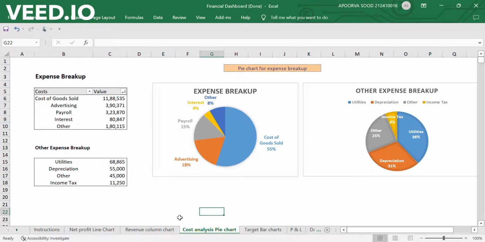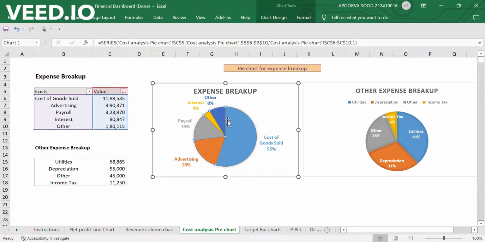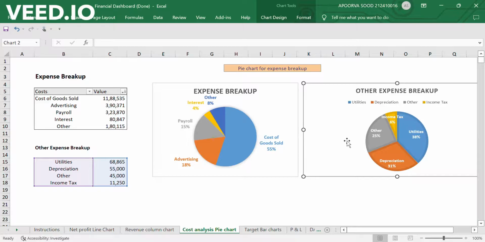Next was the expense breakup and other expense breakup. For this I used a pie chart. So here you can see that for different costs I'm getting the value and I've converted them to percentages. So the maximum percentage of the value is held by cost of goods sold. Then advertising, payroll, others and interest. Similarly, other expense breakup also had the pie plot with percentages.